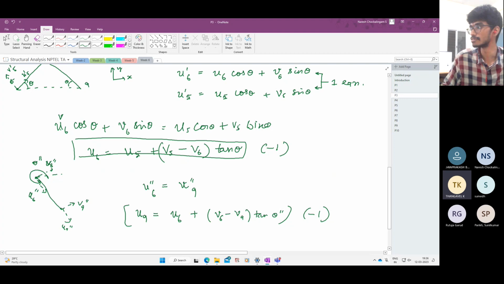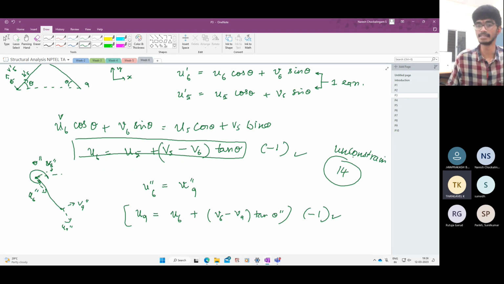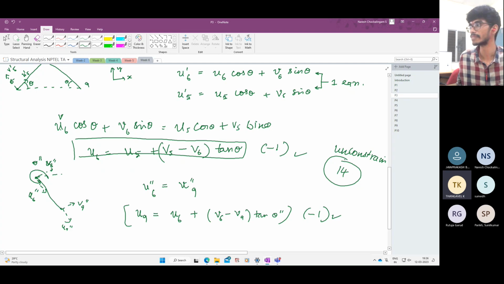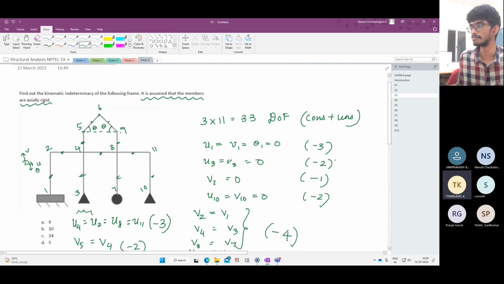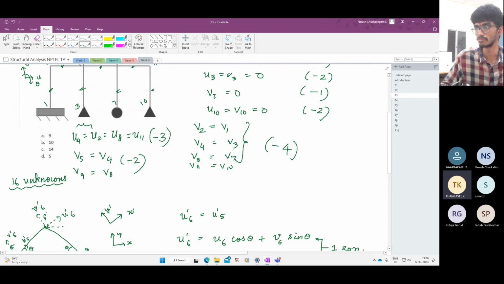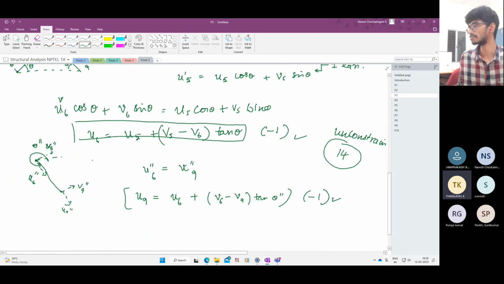So we had 16 unknowns. These two conditions of actually rigid members reduce two more unknowns. So how many are we left with? We are left with 4 unconstrained degrees of freedom. So these are kinematically admissible. They do not violate compatibility. They do not have any extra constraints, and they can be arbitrarily specified. So the degree of kinematic indeterminacy for this problem is 16 minus 2, which is 14.